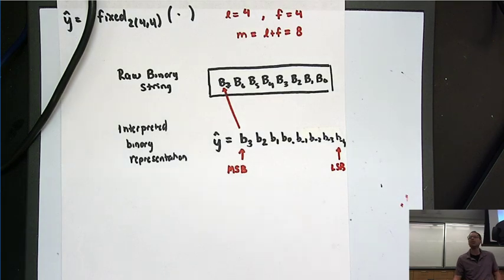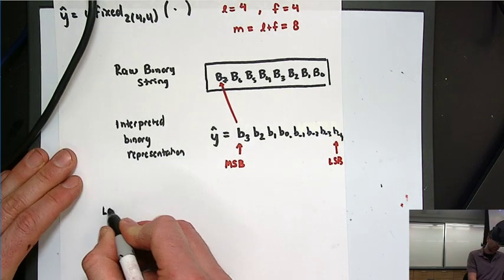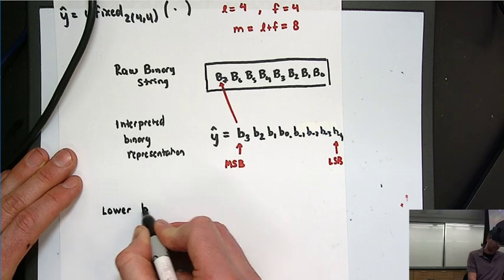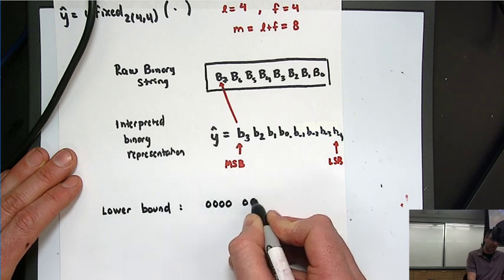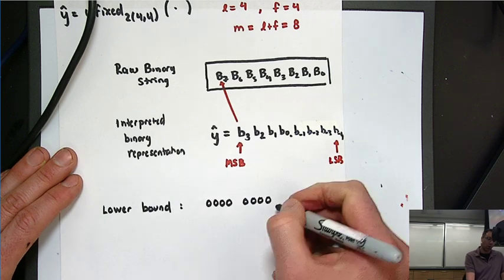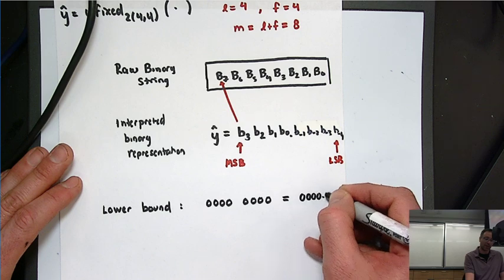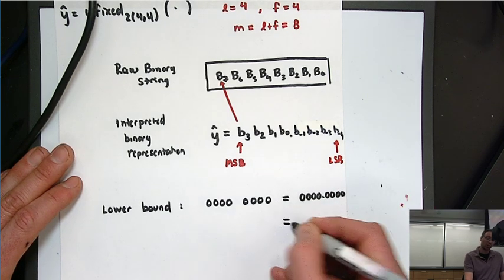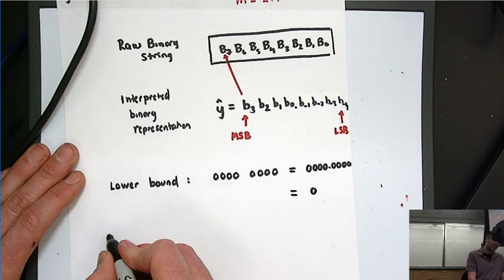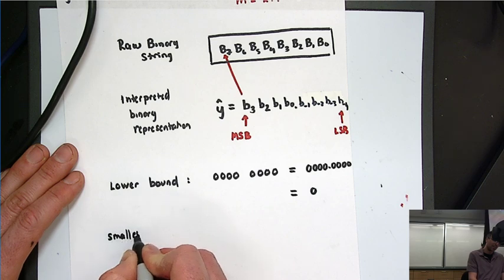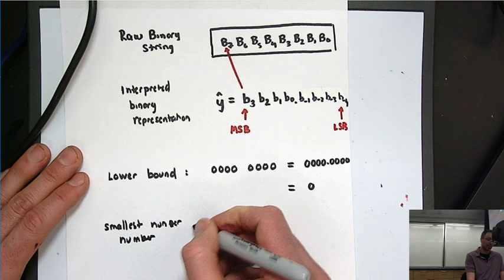B0. What is the absolute smallest number that I can store in this data class? 0. Yeah, the bit string with that number is 000,000, which correlates with the represented value 000.000, which correlates with the decimal value 0. What is the smallest non-zero number that I can store?